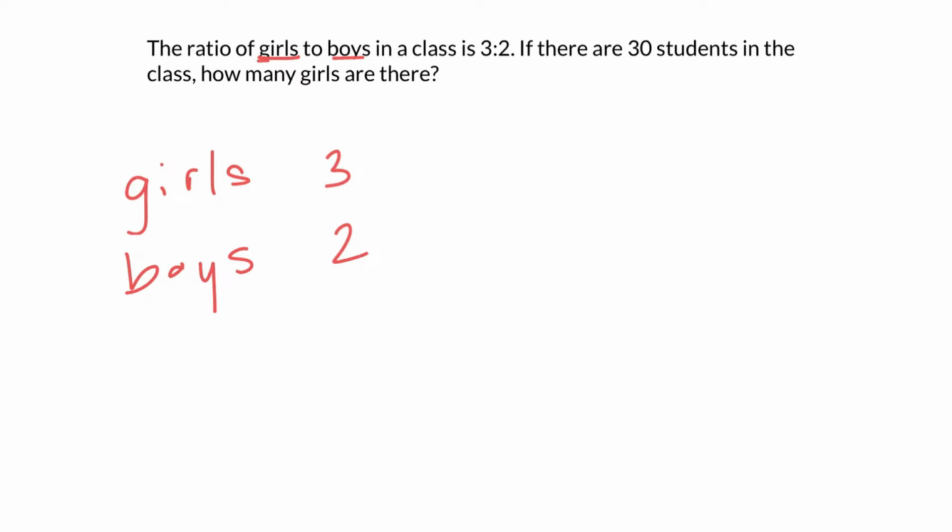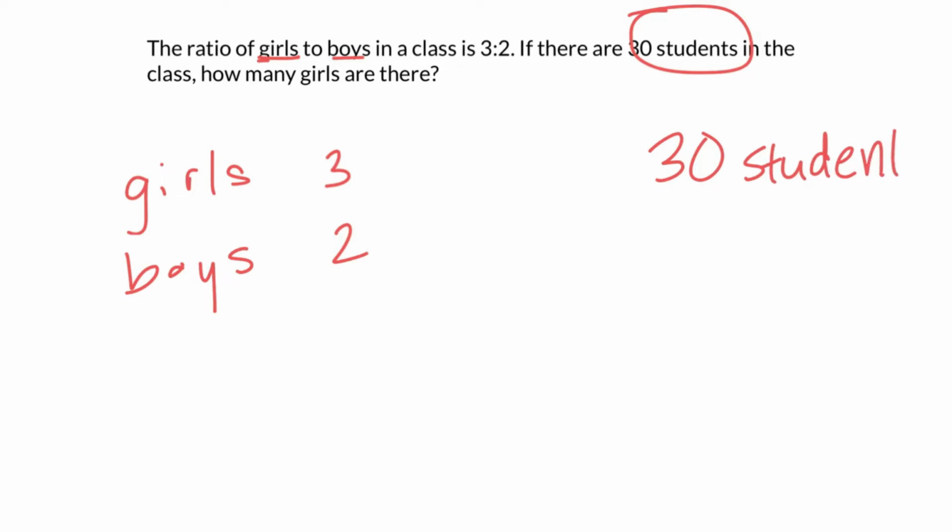The next piece of information that we need to know about is the total, which in this case is the total number of students. We can say that that is both girls and boys. So now that we have the key parts of our ratio identified and written out, we can begin to solve this.